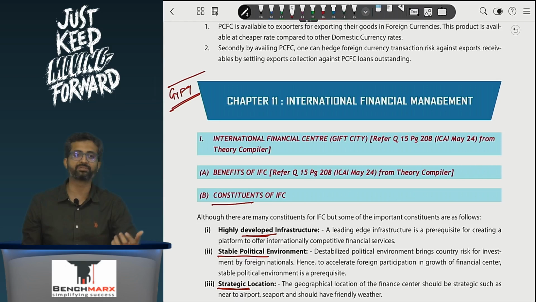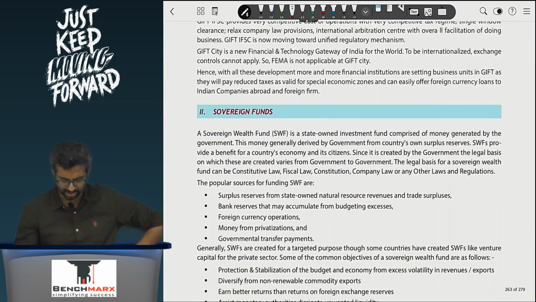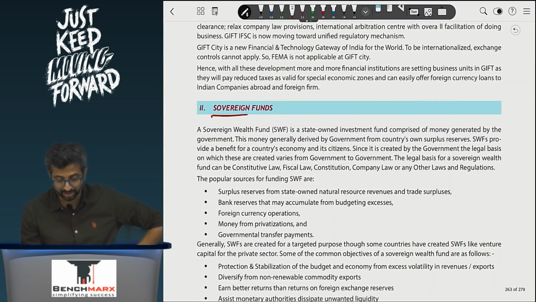Maybe they have asked about the features of GIFT City, the drawbacks, and maybe the constituents; all of this can be asked. So as we said, we need a highly developed infrastructure, stable environment, strategic location, rationale, GIFT City, some features have been given. Achha, then you have sovereign funds. A theory has been added.